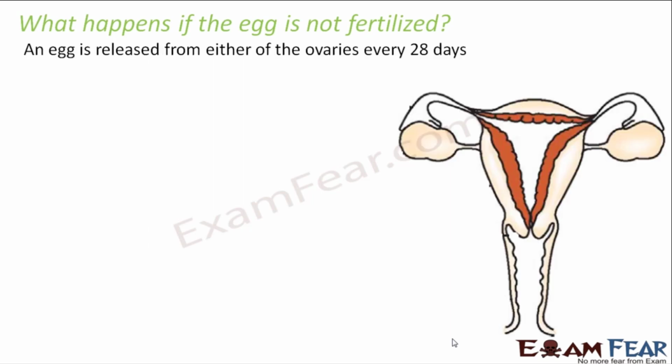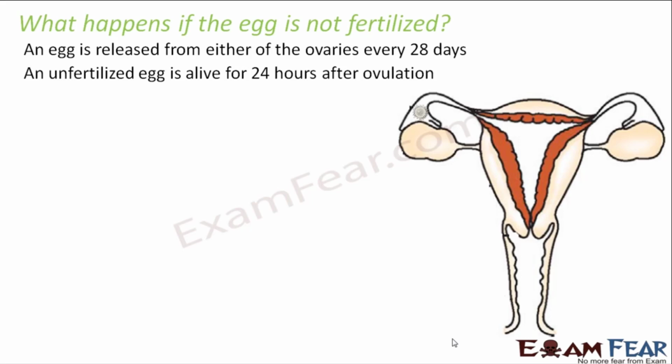Let's see. We already saw that an egg is released from either of the ovaries every 28 days. So every 28 days, there is one egg which is released. We also know that this unfertilized egg will remain alive only for 24 hours after ovulation. That means it needs to be fertilized by the sperm within 24 hours. Now let us suppose that the sperm did not fertilize it within 24 hours.